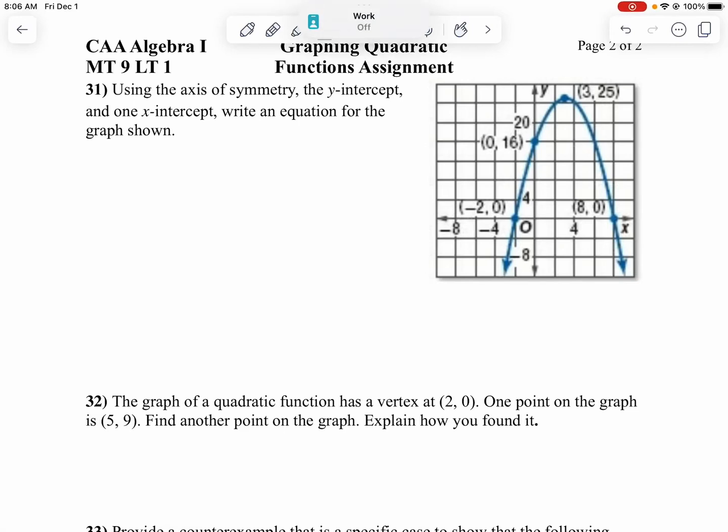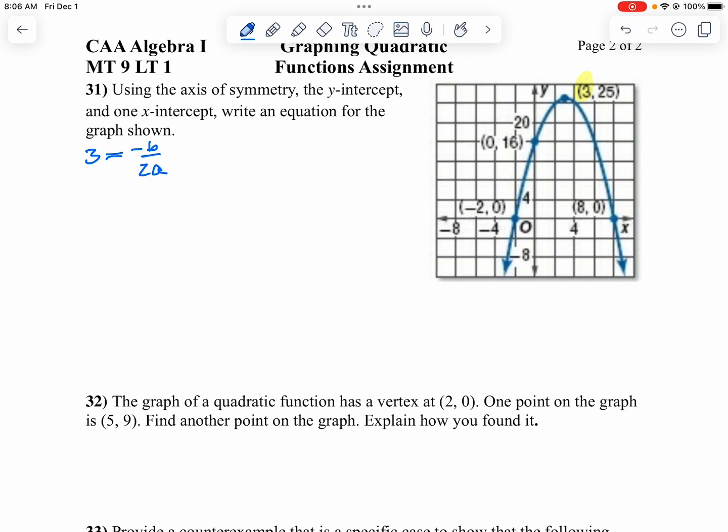Okay, on question 21 or 31, we want to use our axis of symmetry, our y-intercept, and one of our x-intercepts to write the equation of the graph shown. Well, first off, I notice on my graph, my axis of symmetry is 3. So I'm going to say 3 equals negative b over 2a.